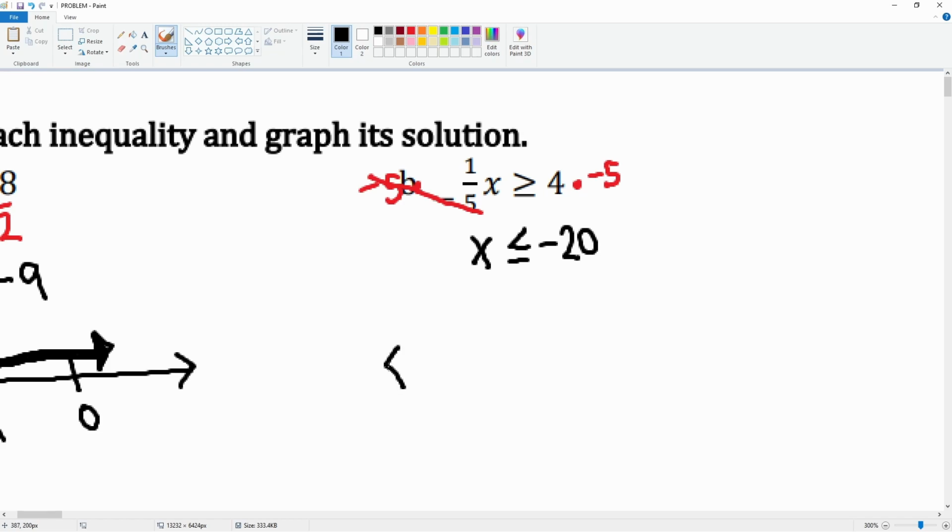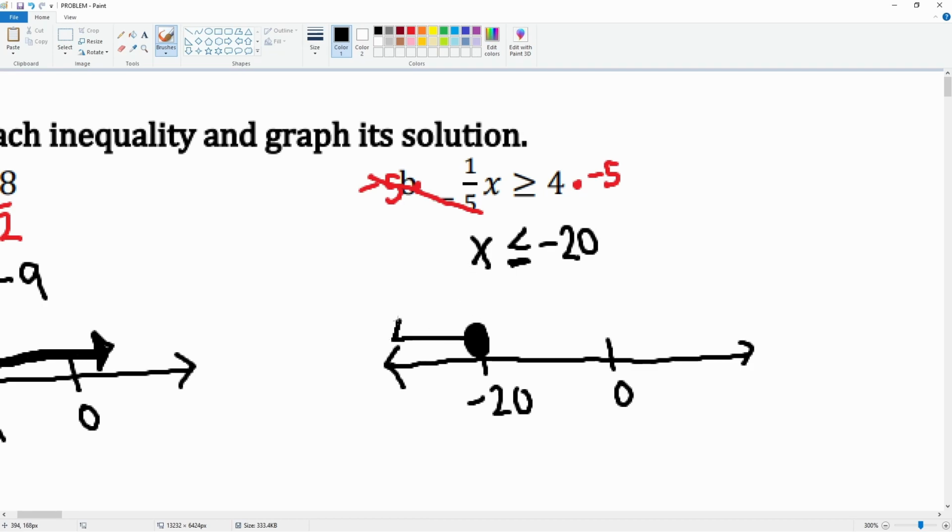When we draw the bar, all we need is the value of 0 and negative 20. And here, x is less than negative 20, and it's closed. Why is it closed? Because of the bar right here, okay? And we just follow the arrow sign all the way, less than. So these are all the values of x that are less than negative 20.